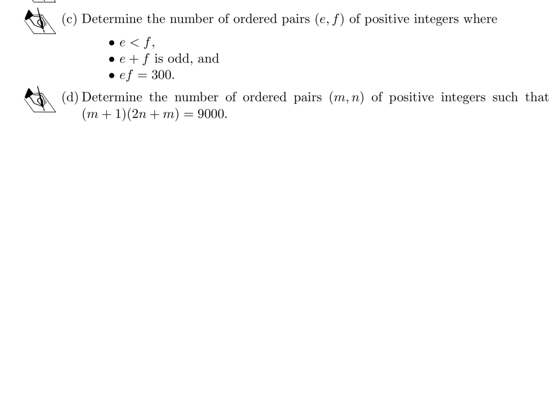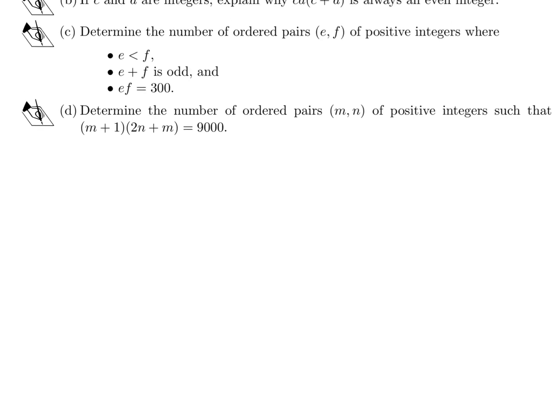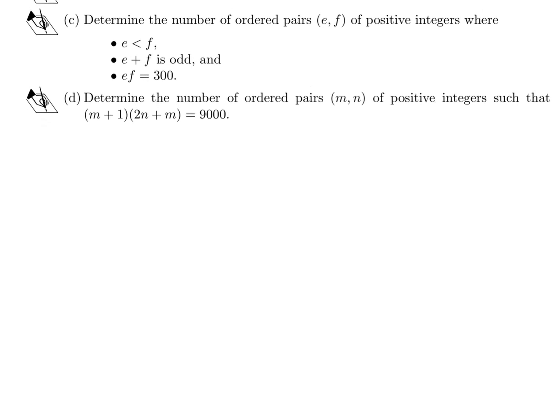Determine the number of ordered pairs EF of positive integers where E is less than F, E plus F is odd, and E times F is 300. So now we have a little bit different of a scenario here. So let's see what we can do.